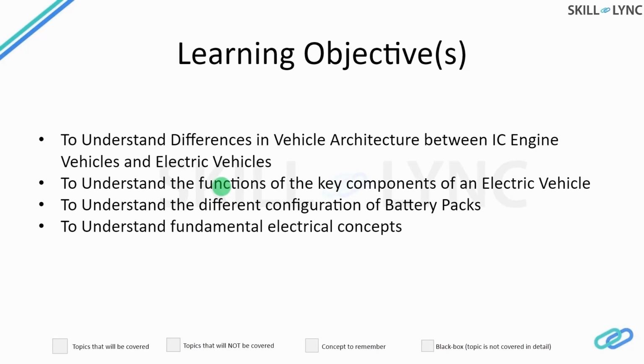Alright guys, in this lecture the primary objective is to help you understand the differences in vehicle architecture between an IC engine vehicle and an electric vehicle. Once we have understood that, we want to make sure that you understand the functions of key components of an electric vehicle. Again, the objective here is not to offer an in-depth explanation for each and every topic, because I don't think that's possible in a short course, but we try to highlight the functions and engineering behind key components that are unique to an electric vehicle.